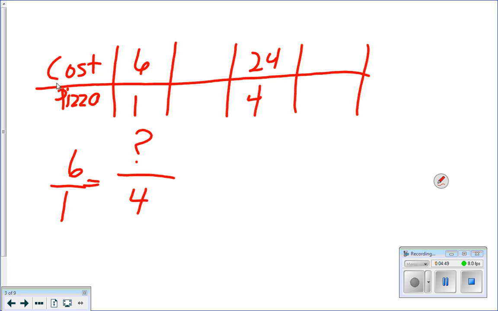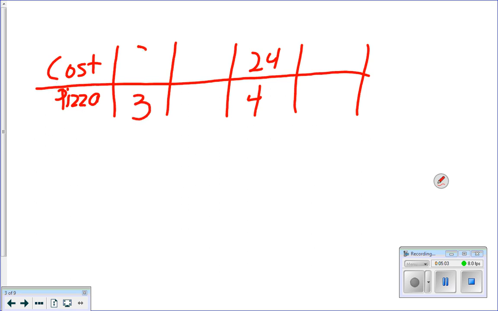Not every way is going to work the way Cadence said, well, I know 1 times 4 is 4, so 6 times 4. Not every problem is going to work that way, because watch this. What if I have, let's say I don't have this in my table, and I want to know what this one is? And I know this is in proportion. So this is what it looks like now.